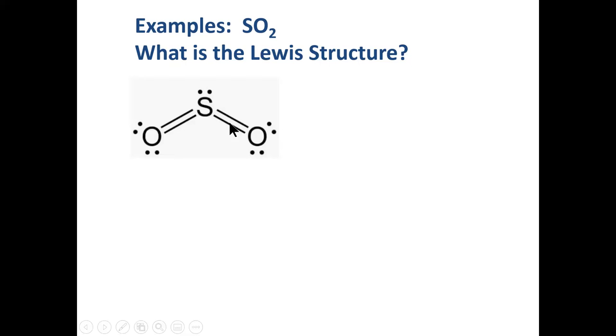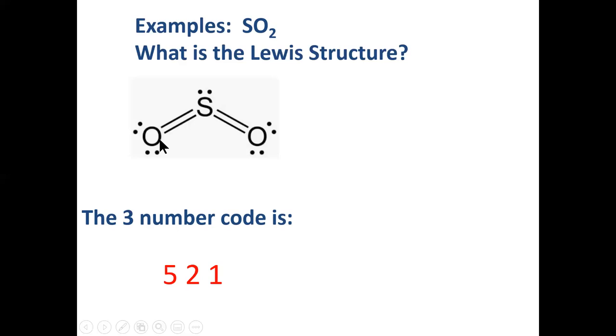We've looked at this before. So the three number code, there's 5 electron pairs around the center, joined to two atoms with one unshared pair. It's a 5, 2, 1. And its shape, if we take a look at it, okay, let's add another one here.